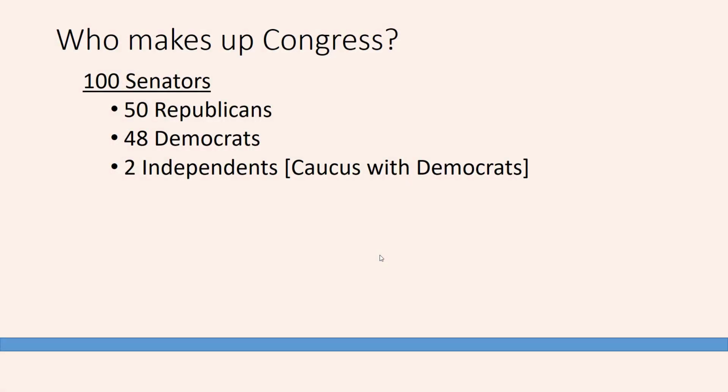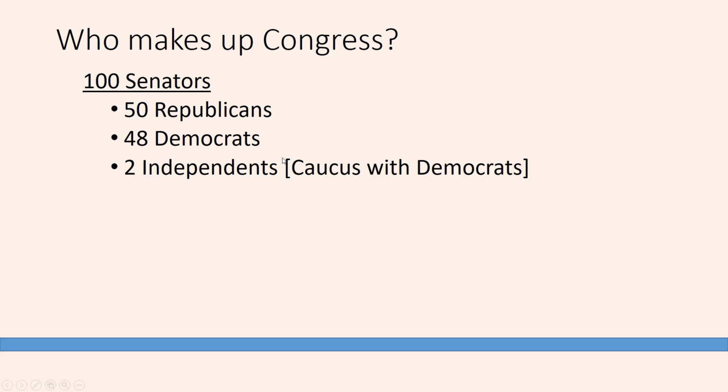Congress, again, we talked about the Senate and the House, the two chambers of the Congress. Who makes up Congress? 100 senators. There are 50 Republicans, there are 48 Democrats, and there are 2 independents who caucus with the Democrats. And we're going to look at the word caucus, kind of like federal and federalism. There's a multiplicity of meanings for this word. In this case, as a verb, it means they vote alongside Democrats according to their party lines. Bernie Sanders is one of the independents. You've no doubt heard that name.